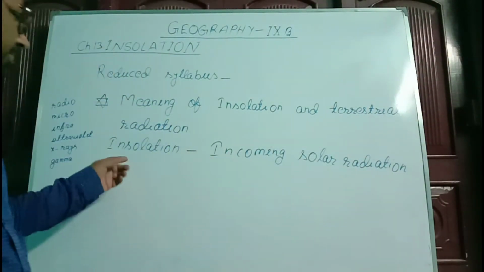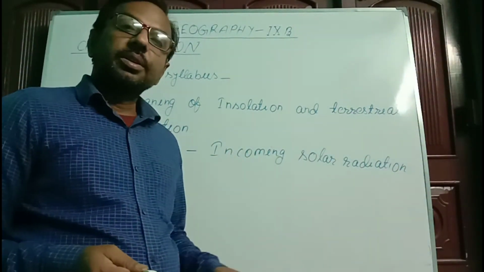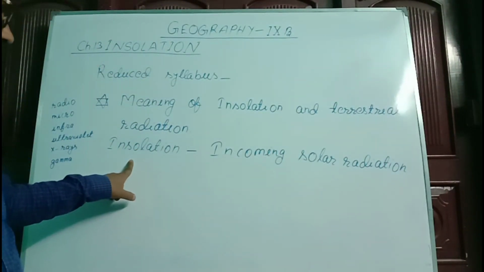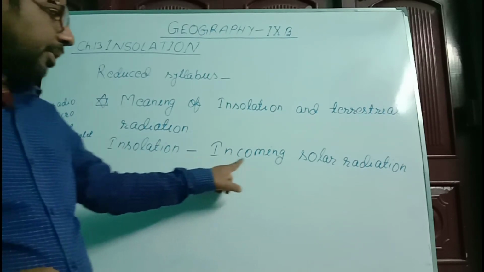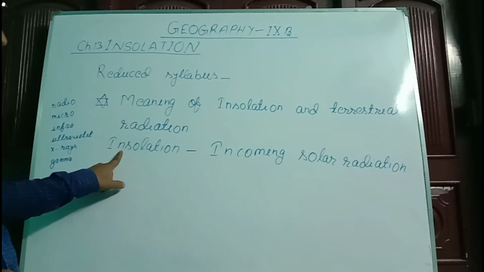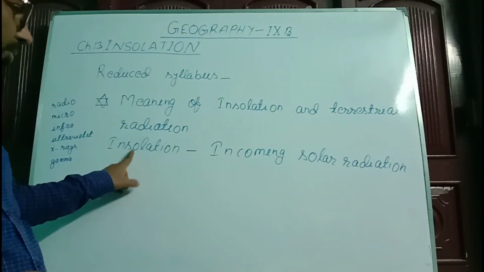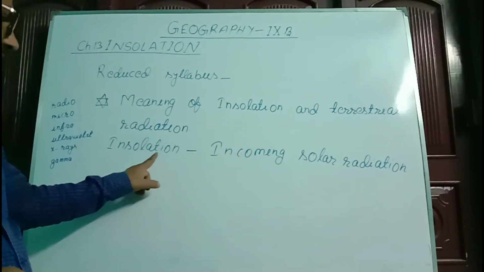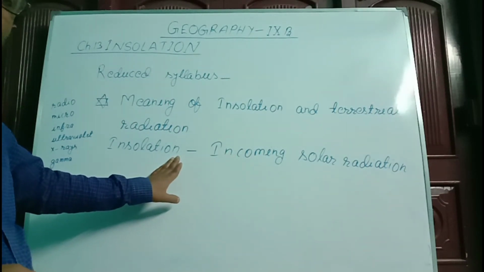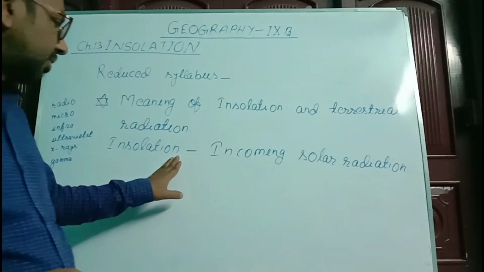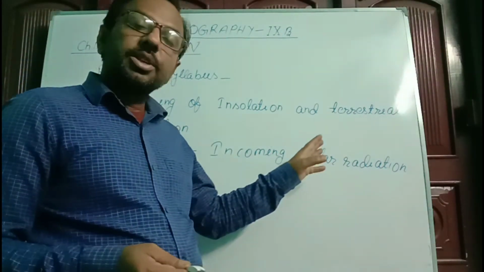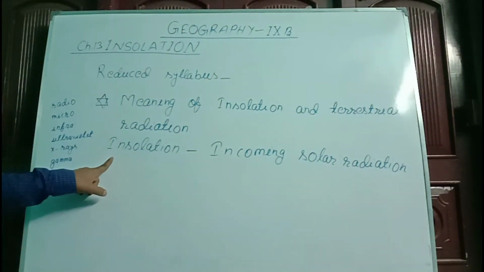So the meaning of insolation: incoming solar radiation to the Earth's surface is called insolation. We can say insolation is the short form of incoming solar radiation. You can see the letters of insolation: in, incoming, sol, solar, and lation, that is for radiation. Incoming solar radiation is hidden in this word, that is the definition of insolation. You know about the solar radiation. Incoming solar radiation to the Earth's surface is called insolation.